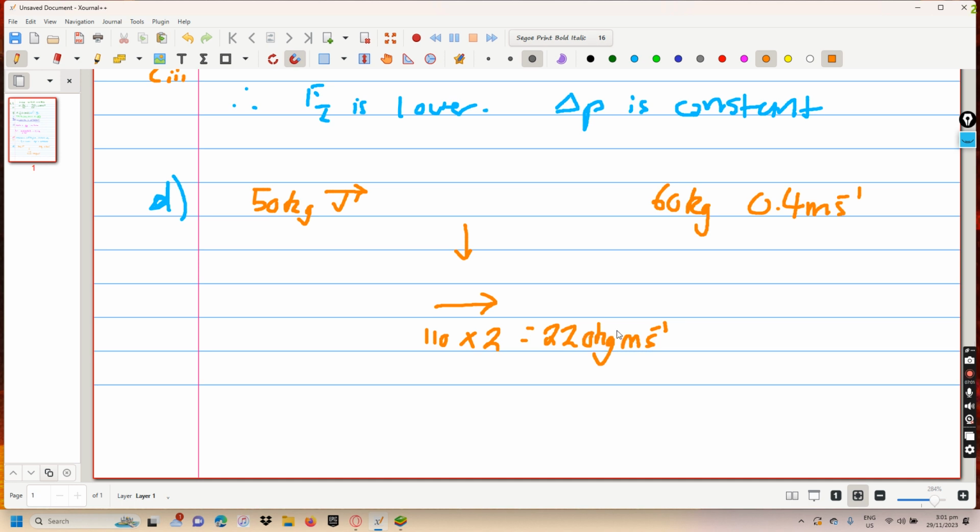Okay, so the momentum after the collision is just 220 kilogram meters per second. The momentum before the collision is 50 times this velocity minus this momentum. It's not addition because it's moving in the other direction. Minus 24. Therefore, this is going to equal about 4.9, I think. 220 plus 24 divided by 50, yeah, 4.9. And that is the answer.